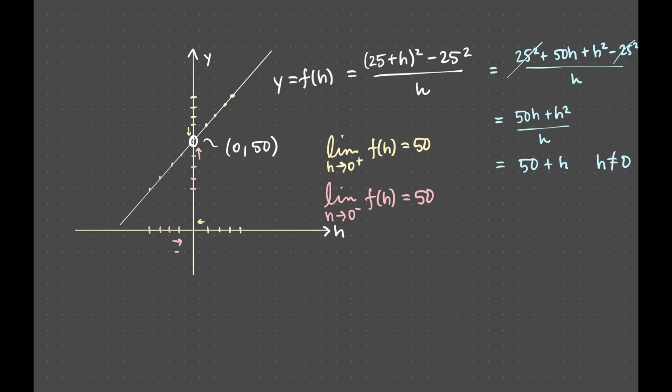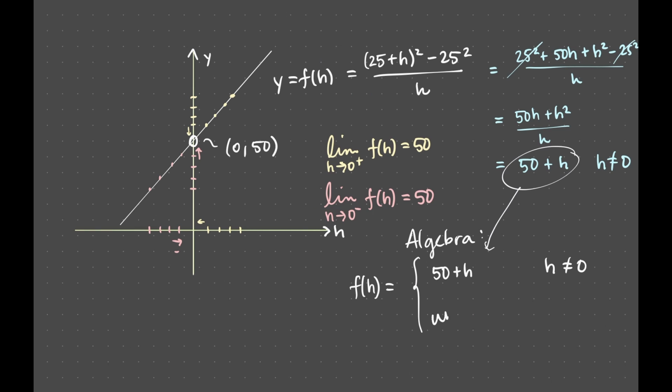But I claim that we overlooked an even easier way to see that the limit should be equal to 50. This method is an algebraic one, which comes from the algebra we did earlier, whereby we found f to be the piecewise function defined to be equal to 50 + h for h not equal to 0. From this description of f, it's clear that f must tend to 50 as h goes to 0, because the expression 50 + h tends to 50 as h goes to 0.